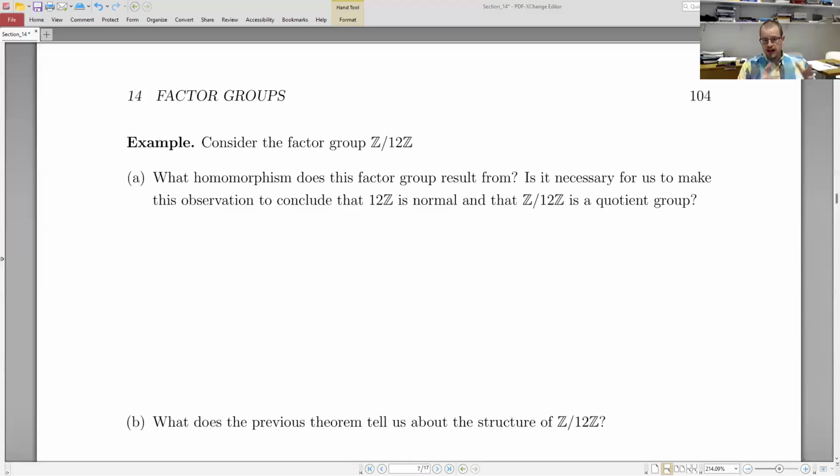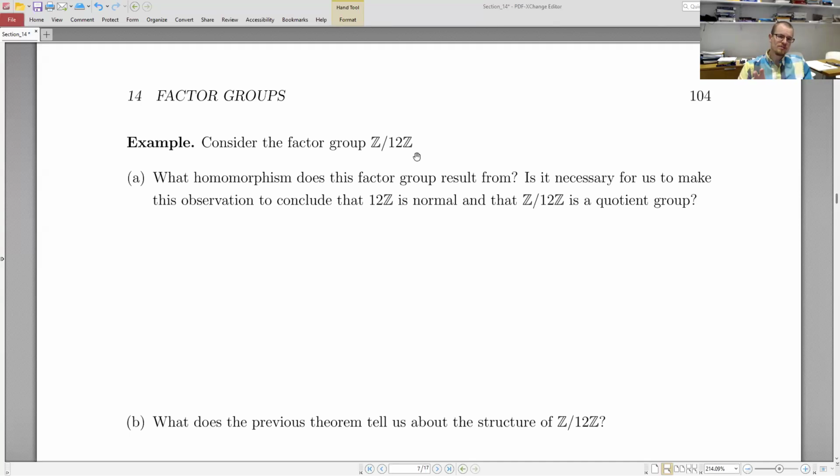We want to consider the factor group Z mod 12Z, or quotient group. That's right, quotient group or factor group, that's fine. And then we could read this as Z mod 12Z, and that's good. Now, the reason that we call it Z mod 12Z is actually going to make a lot of sense after we talk about this example.